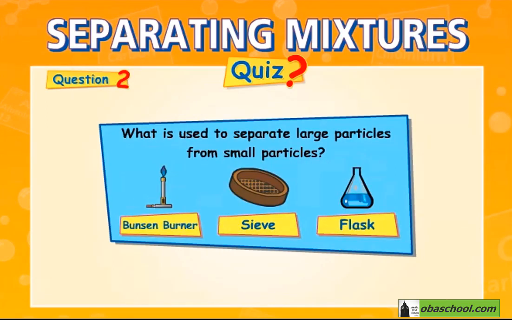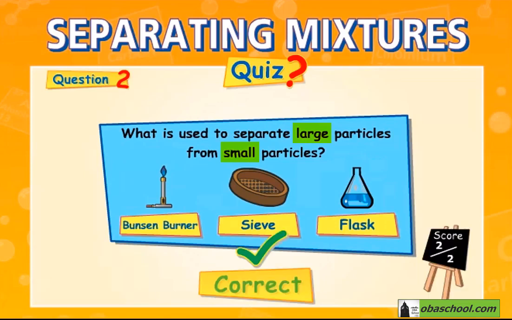What is used to separate large particles from small particles? Is it a Bunsen burner, a sieve, or a flask? Correct, it's a sieve. It has small holes, so the smaller particles pass through the holes while the large particles remain at the top.